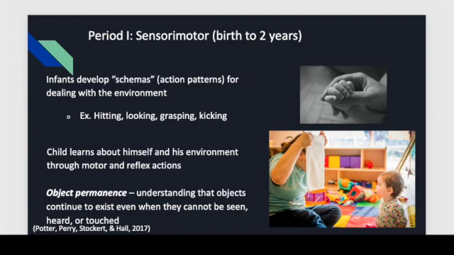Starting with period 1, sensory motor stage, which occurs from birth to 2 years old. During this stage, infants develop schemas or action patterns for dealing with their environment. Schemas become self-initiated activities, and their successful achievement leads to greater exploration. Some examples of this are hitting, looking, grasping, and kicking. During this stage, the child learns about himself and his environment through motor and reflex actions. They also learn about object permanence, which is when they understand that objects continue to exist even when they cannot be seen, heard, or touched. And Piaget considered that to be the most important achievement for this stage.